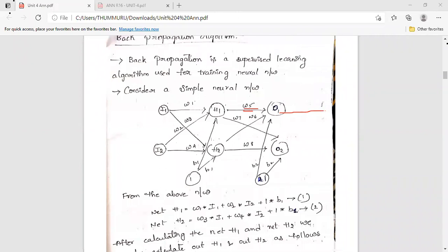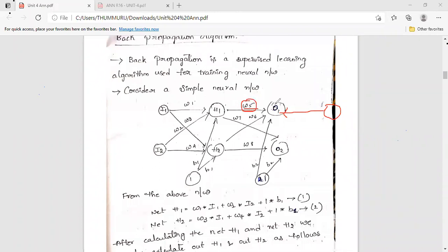We are calculating this way. Everything is related to O1 only. First of all, what is the total output of O1, and what is the total error rate? Among the total error rate, what is the output of O1? After the output of O1, we are going to calculate the input of O1. Under the input of O1 only, we will get W5.